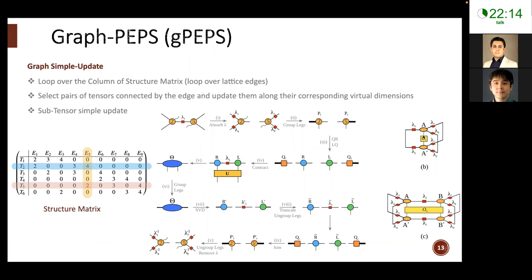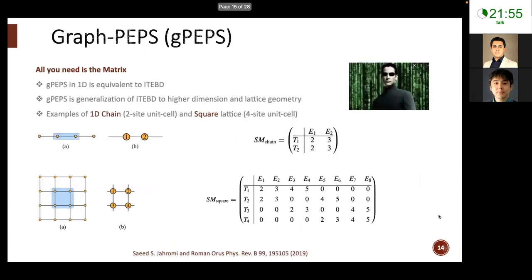So this is how you calculate the single site operator, and this is how you calculate the two-body operators. And then, of course, if you want to increase the accuracy, you could also use the information in the structure matrix and absorb other neighbors into the environment and calculate these expectation values. Okay, so for this graph-based algorithm, or the GPEPs, all you need is the matrix.